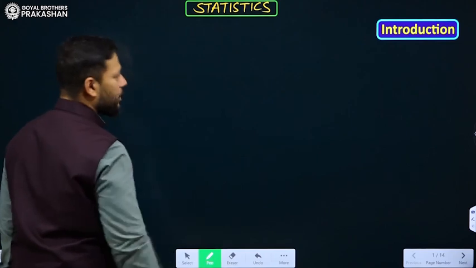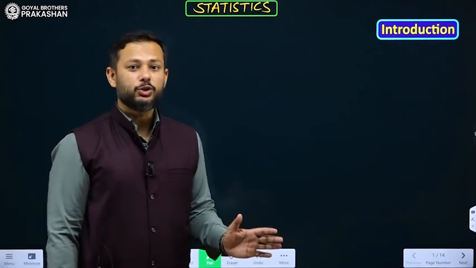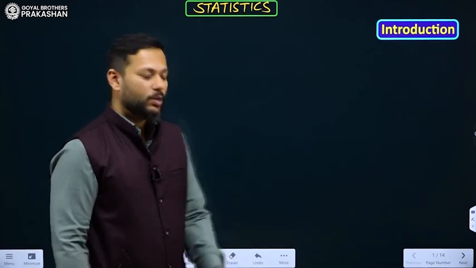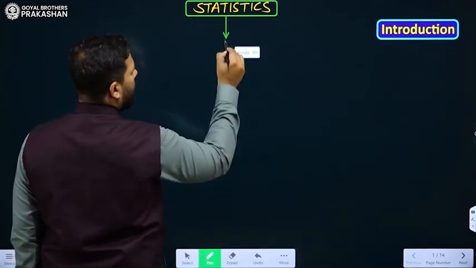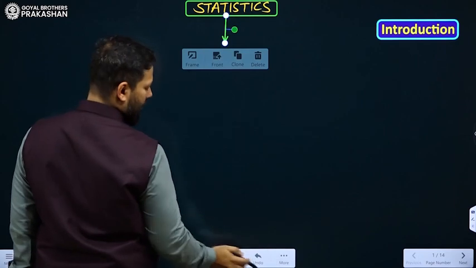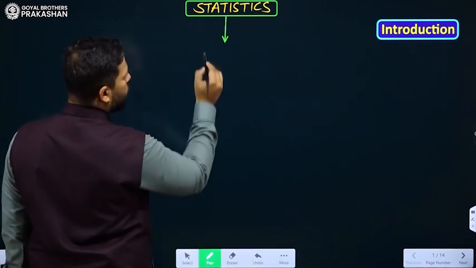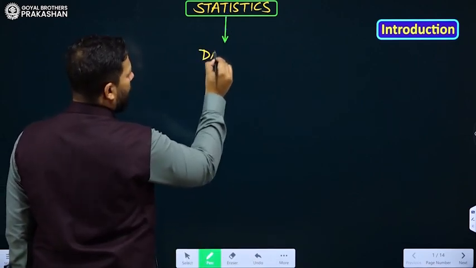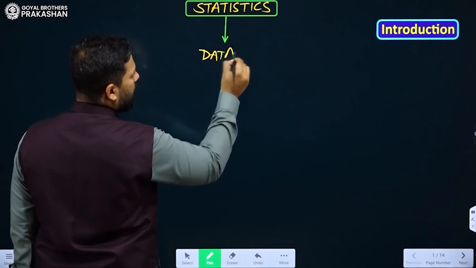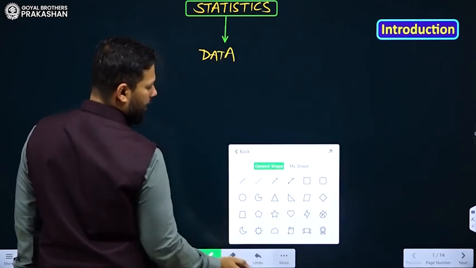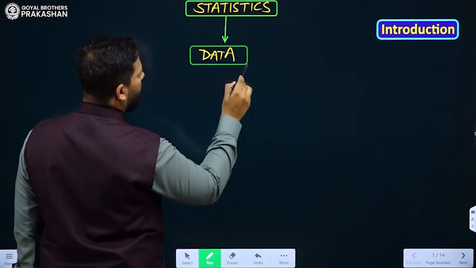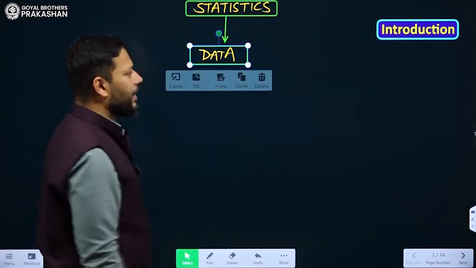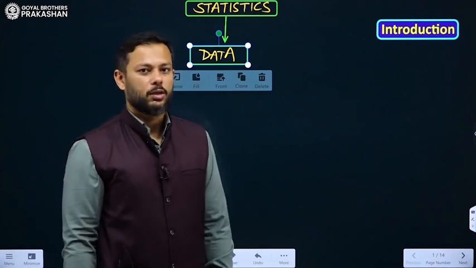Statistics is that branch of mathematics that deals with data. So what actually is data? Let us also understand that. It is that branch of mathematics that is going to deal with data. Data is simply the information which could be represented in the form of facts or figures that will lead to some conclusion, right?